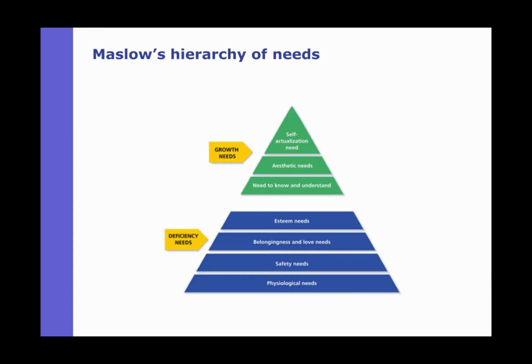But he found that when he was looking at that, he came up with two different areas. He came up with deficiency needs and then growth needs. And he said the deficiency needs were things like physiological needs, like just being healthy, things like food, water, things like that.